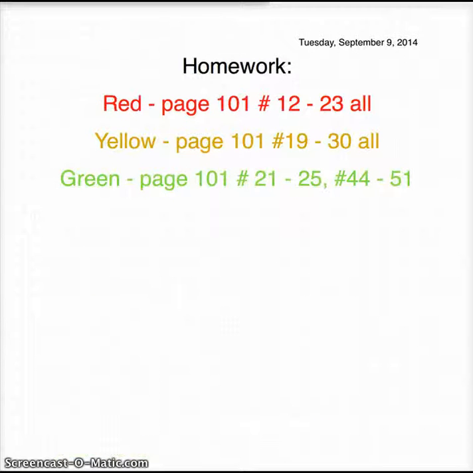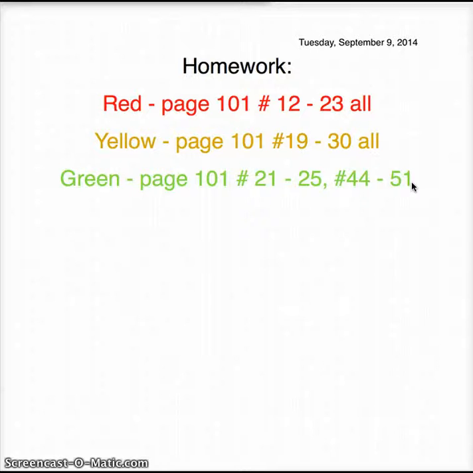Okay, and typically on my instructional videos, I will not have a homework assignment because we'll be completing the homework assignment in class. But because this is my sample video, I am putting homework in because we are going to do it in class right now. So if you classified yourself as red, you'll be doing page 101, number 12 through 23 all. If you classified yourself as yellow, you'll be doing page 101, numbers 19 through 30 all. And if you classified yourself as green, you'll be doing page 101, numbers 21 through 25, and numbers 44 through 51 all. Okay, so go ahead and get started on that.